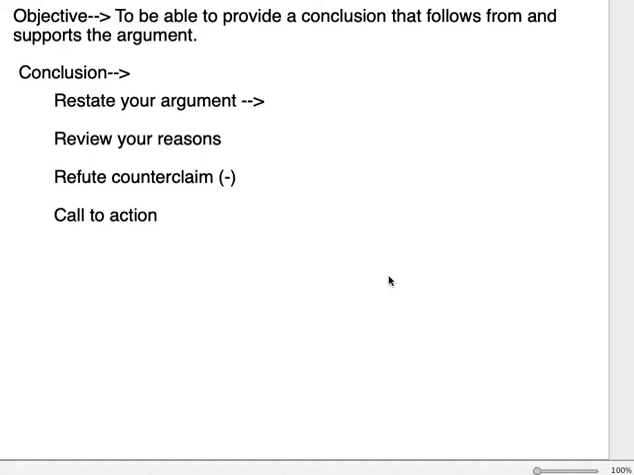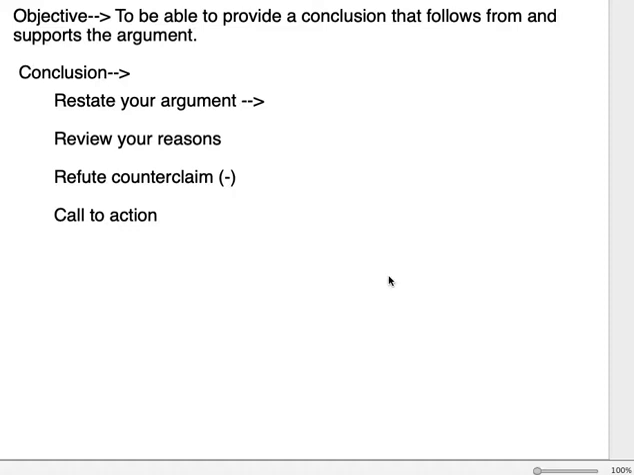So in our conclusion, we obviously want to restate our argument. That does not mean go back to your introduction and copy and paste your thesis statement into your conclusion. Restate your argument in a way that is respectful to your reader in the sense that they've read your essay. They know what your argument is. You need to restate it for them. Don't just restate it word for word. Reword it, rephrase it, reframe it for your reader so that they're able to view it again. Review your reasons, like what have you touched on in your essay.